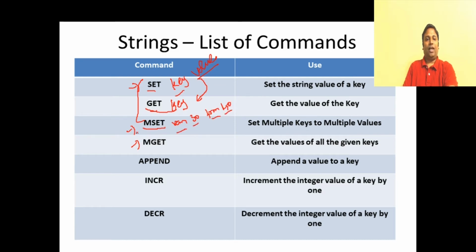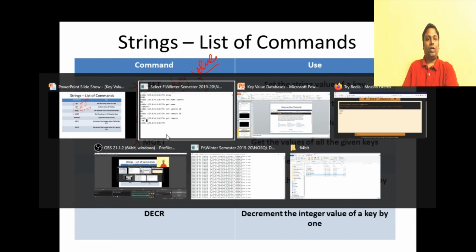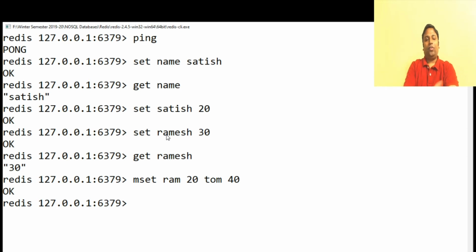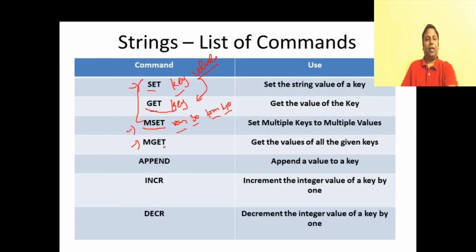So I'm able to set multiple keys and multiple values at the same time. Let me go and show a demo of this. MSET, say Ram is 20 and Tom is 40. Okay, that's it. So you can very well set multiple key value pairs using MSET.